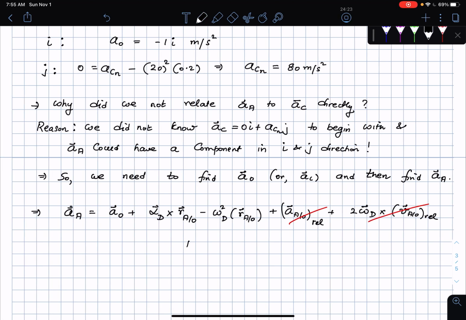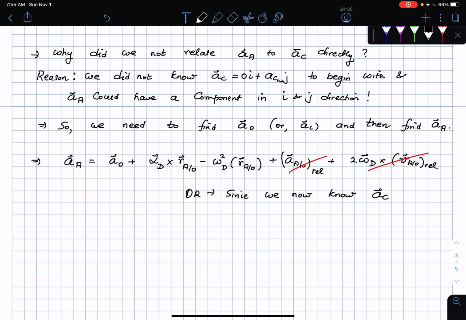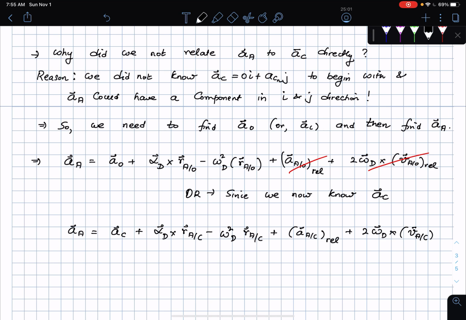Or I could also do, since we now know the acceleration of C, I could also do: acceleration of A is acceleration of C, and all the rest of the terms, quite painful to write, but let me do that. That's acceleration relative to C, and then all these relative terms cancel off. Okay, so I could either use this one or I could use that one.